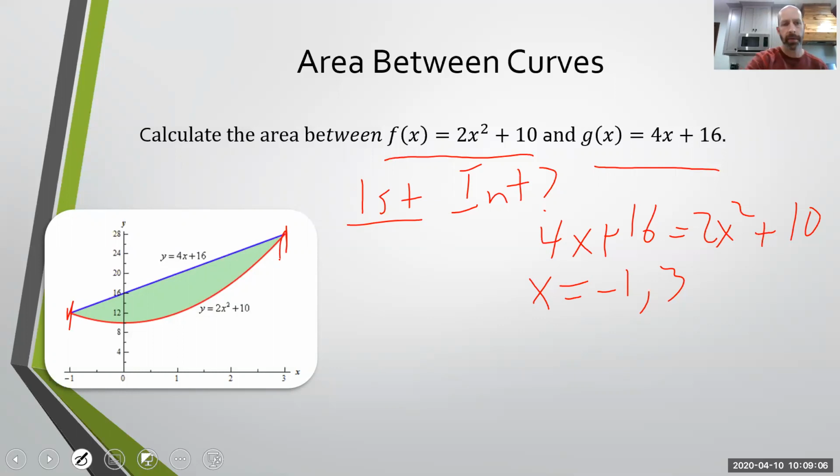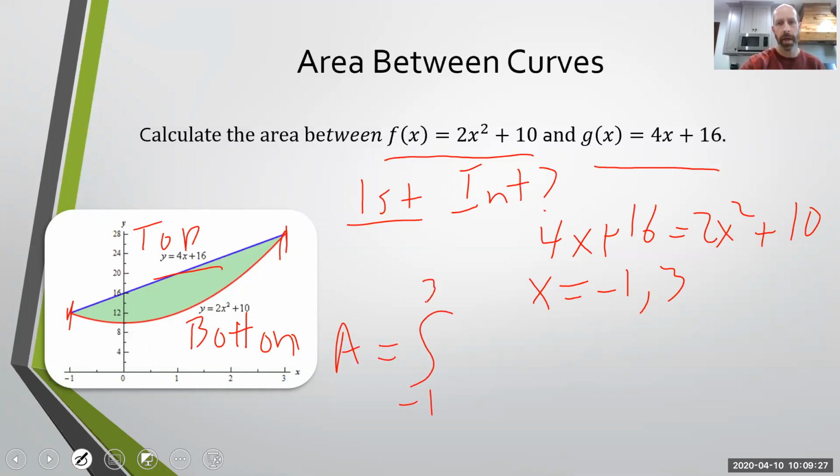You also need to be able to figure out what the top function is, which, since I've got the graph, is really easy to see. If they don't give you the graph, I highly encourage you to make a sketch of it so that you can get those two things situated. So now we're ready to compute. To find this area, we're simply going to integrate from -1 to 3. We're going to do f of x minus g of x.